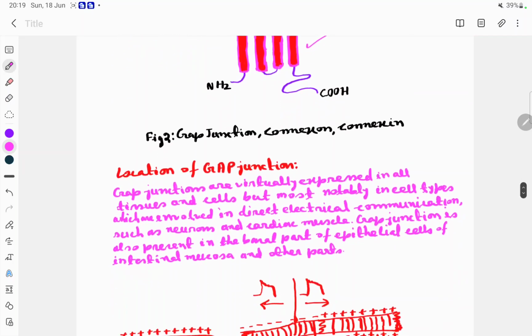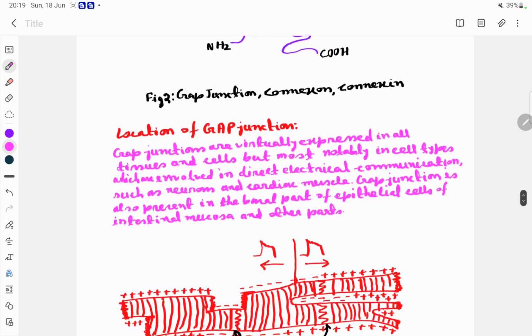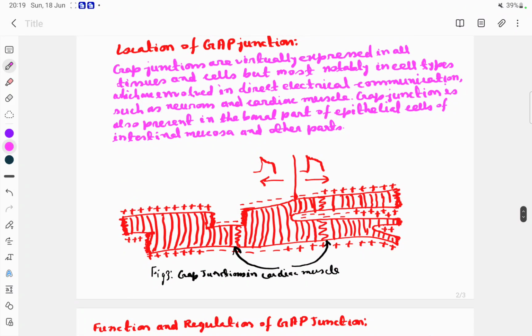So, location of gap junction. Gap junctions are virtually expressed in all tissues and cells, but most notably in cell types which are involved in direct electrical communication, such as neurons and cardiac muscle. Gap junction is also present in the basal part of epithelial cells of intestinal mucosa and other parts. So, this is the gap junction in cardiac muscle cells. You can see the gap junctions.